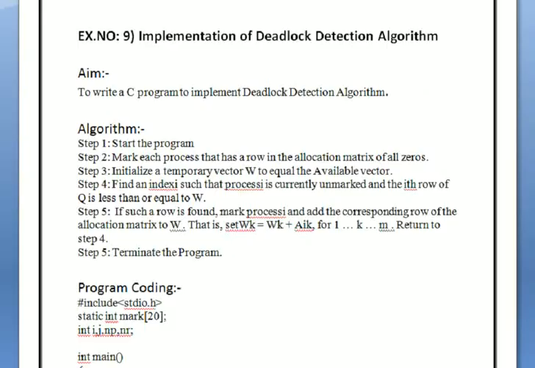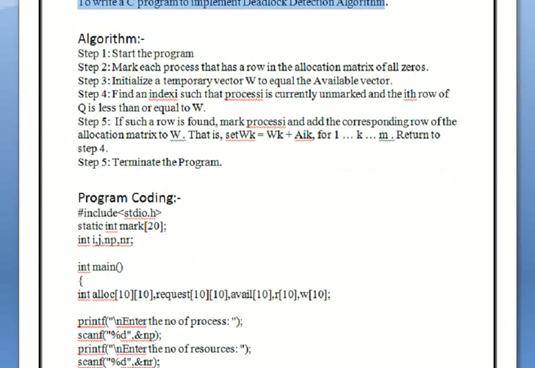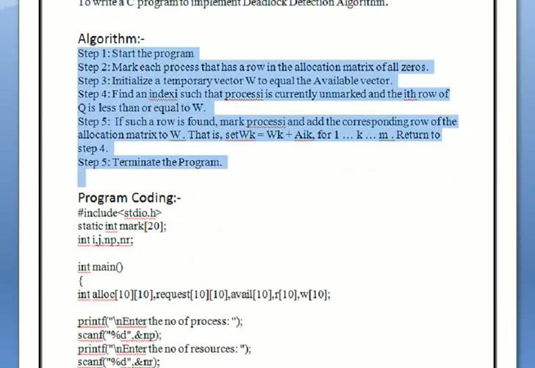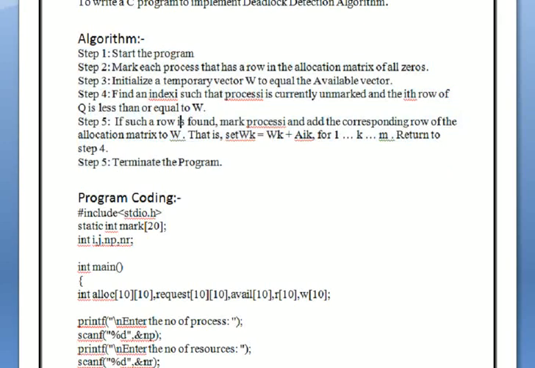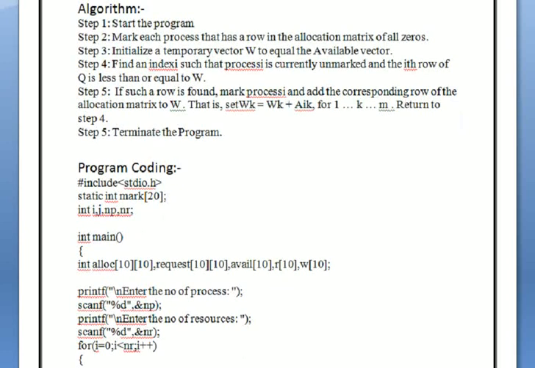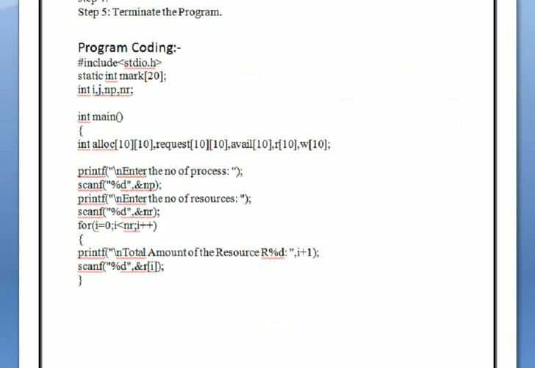The aim of this program is to write a C program to implement the deadlock detection algorithm. These are the algorithms. Here, starting the program, we mention the matrices: allocation matrix, request matrix, and available vector. Everything will be initialized and the formulas will be defined. Let's see the program.